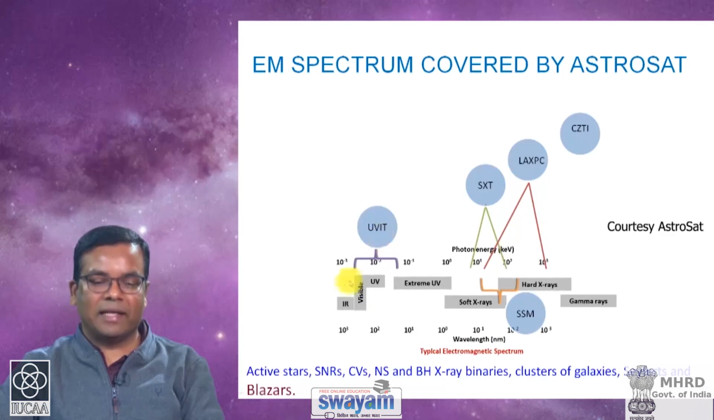The UVIT, as I mentioned, covers the visible as well as near and far UV bands. The soft X-ray telescope covers the soft X-ray band, 0.2 to 8 keV. LAXPC and CZTI cover the hard X-ray bands.